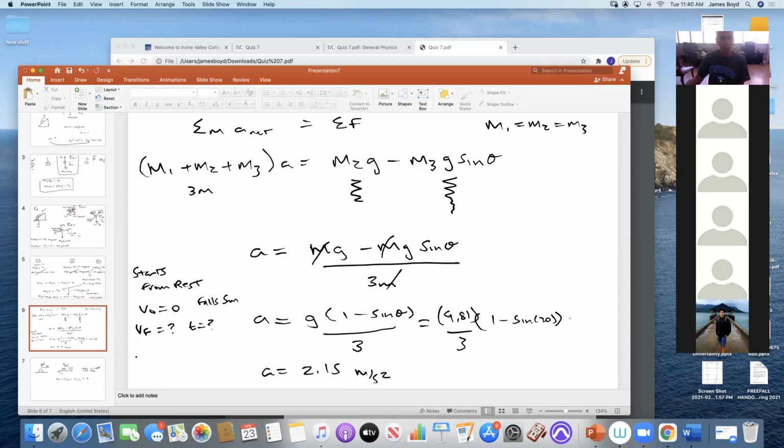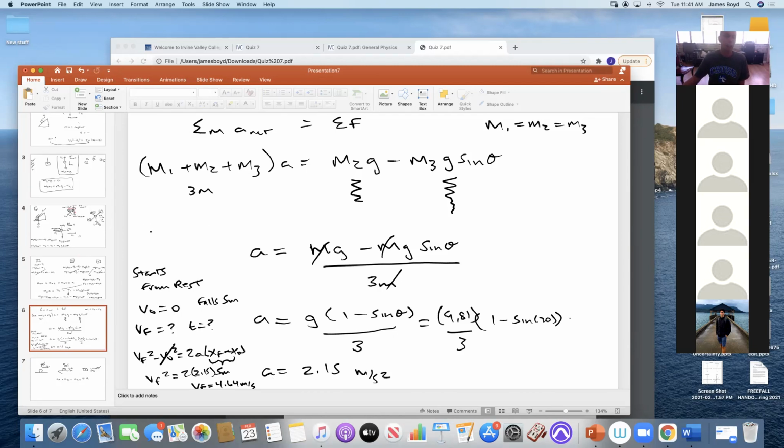We can find V final from V final squared minus V initial squared is 2A times X final minus X initial. You could also call these Y, doesn't matter. This is 5. This is 0. 2 times A is our 2.15 here. So take the square root of 2 times 2.15 times 5. The square root of that answer is 4.64. So V final is 4.64 meters per second. It's plus or minus because it's a square root, but you can just call it plus.